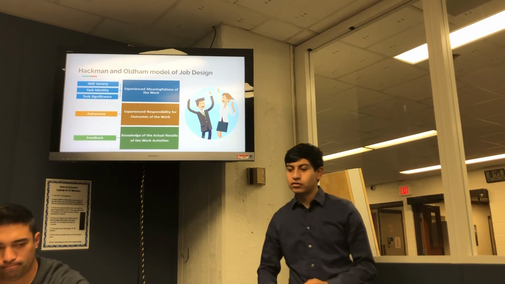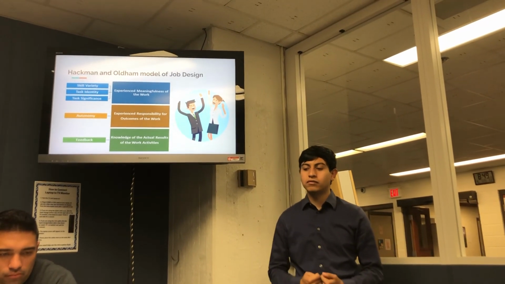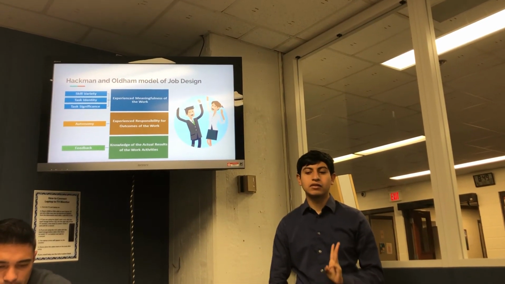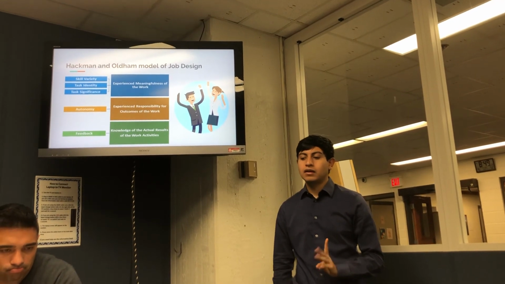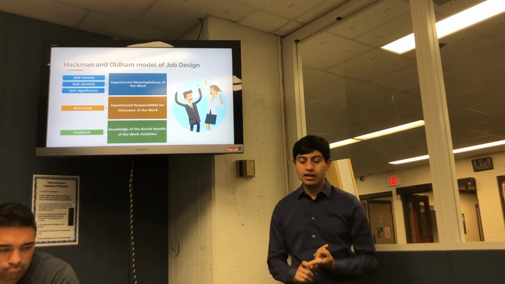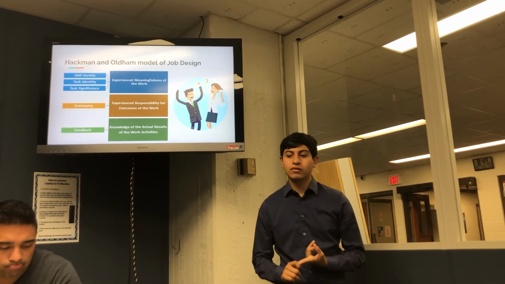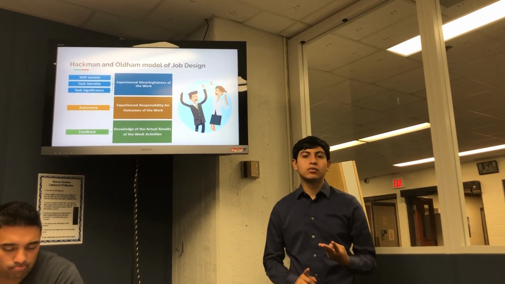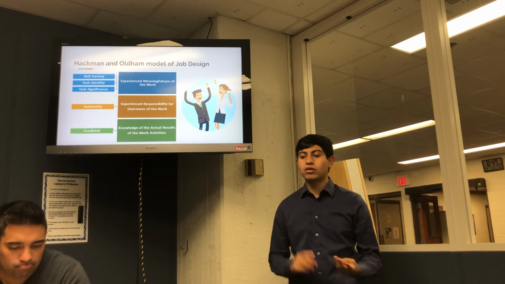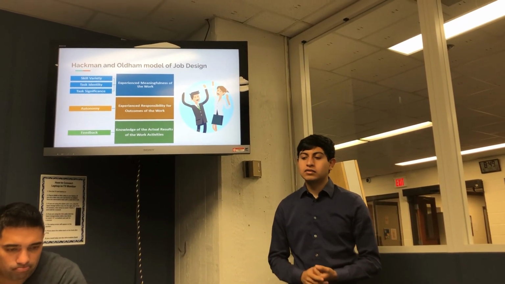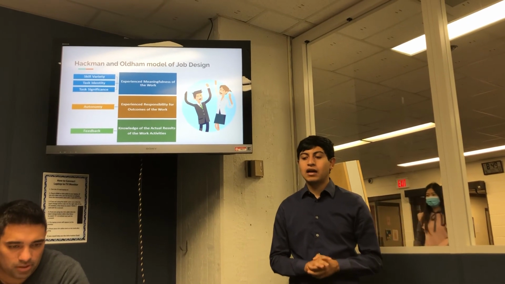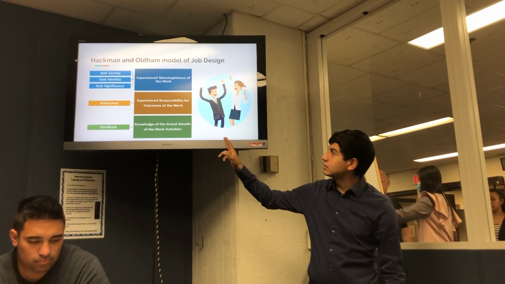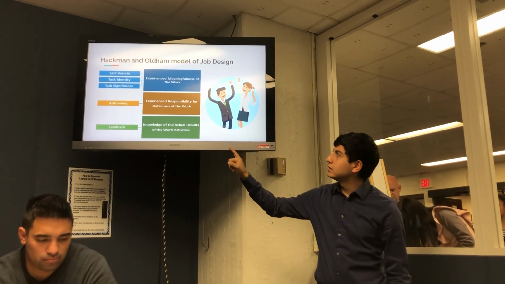We're going to analyze another theory, and this is the Hackman and Oldham model of job design. There are three things that need to happen in a job in order for it to be a good job. First, employees need to feel that the job is meaningful. Second, they need to feel that they are responsible for that job. And third, they need to know about the results, about how well or how badly they perform. In order to achieve these three things, we also need to focus on skill variety, task identity, and task significance.